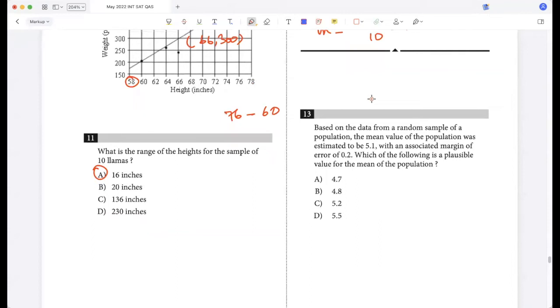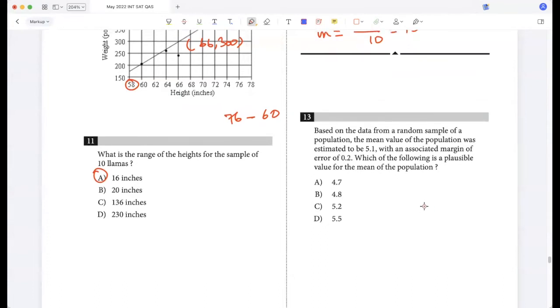Based on the data from a random sample of population, the mean value of the population was estimated to be 5.1 with an associated margin of error of 0.2. Which of the following is a plausible value for the mean? Okay, so 5.1 plus minus 0.2. So it can go from 4.9 to 5.3. So that would be 5.2.